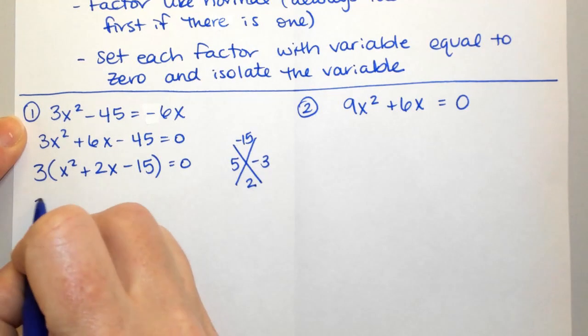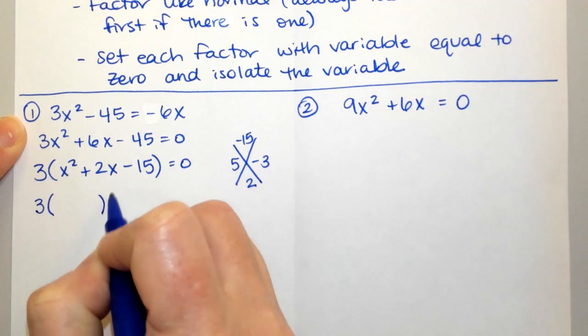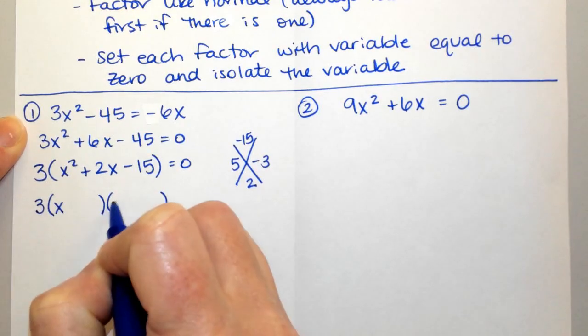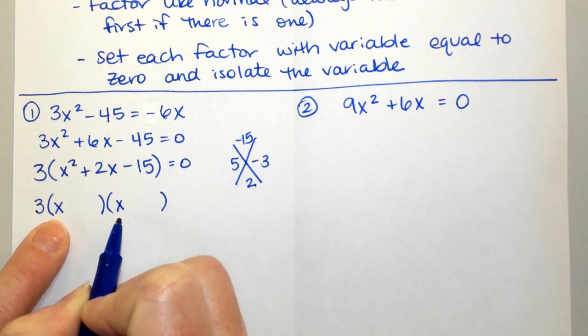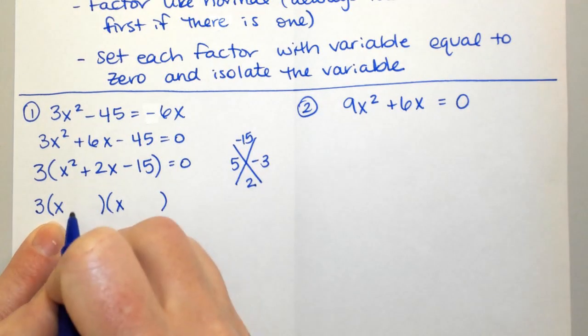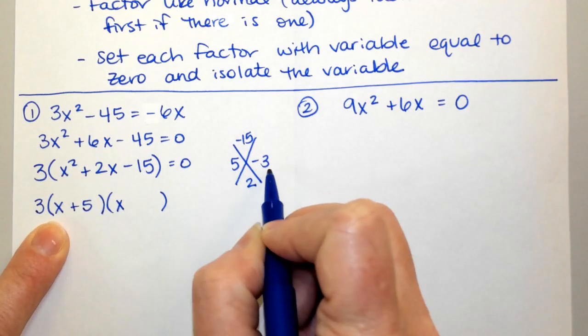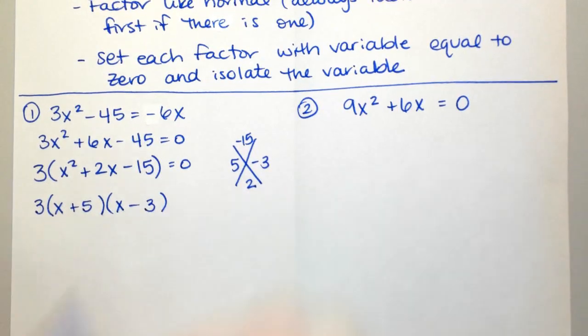So I'd have a GCF of 3, and then my two factors. This x squared would have been split up into x and x for my factors. And then one of them would be positive 5, and the other one would be negative 3. But you'll get the same thing even if you rewrite it. I'll show you that in just a second.